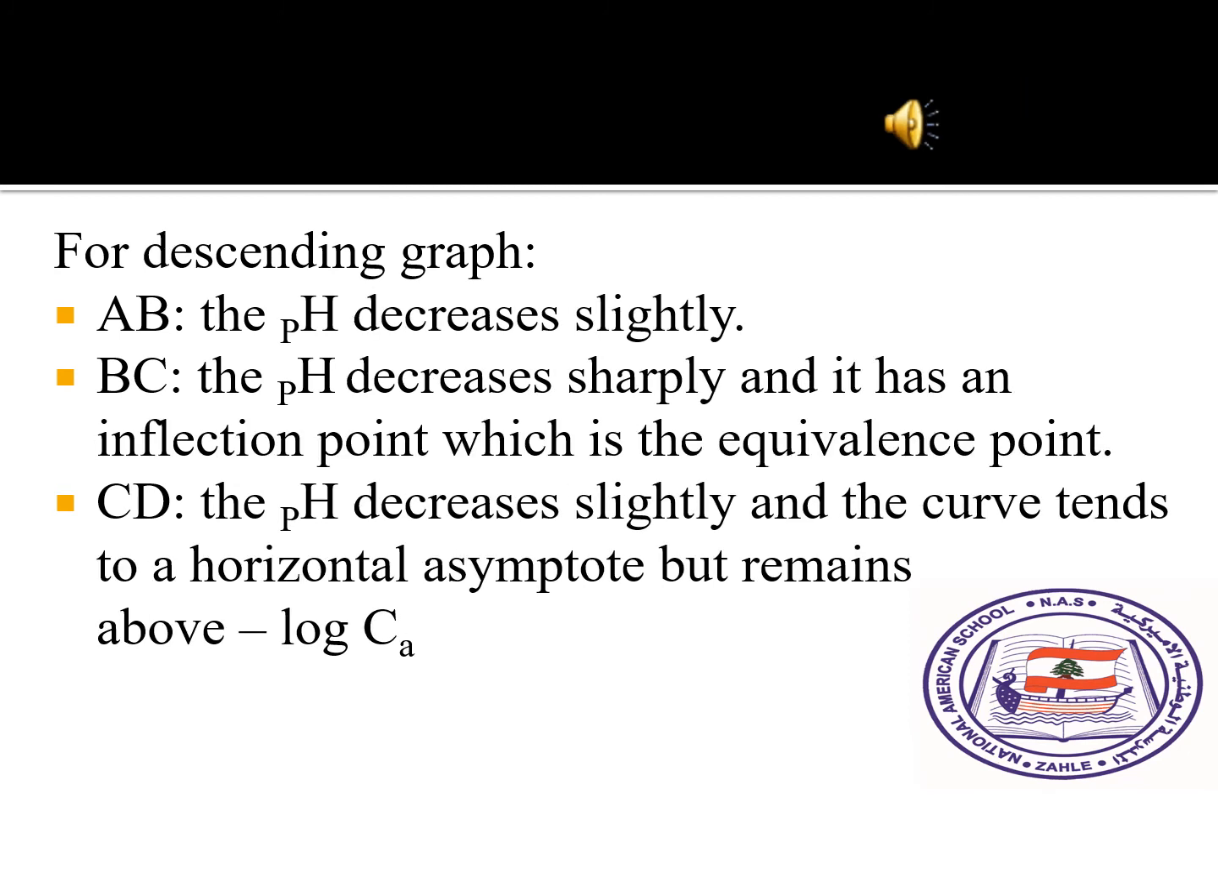For the descending graph, AB, the pH decreases slightly. BC, the pH decreases sharply, and it has an inflection point, which is the equivalence point. CD, the pH decreases slightly again, and the curve tends to a horizontal asymptote but remains above minus log concentration of the acid.